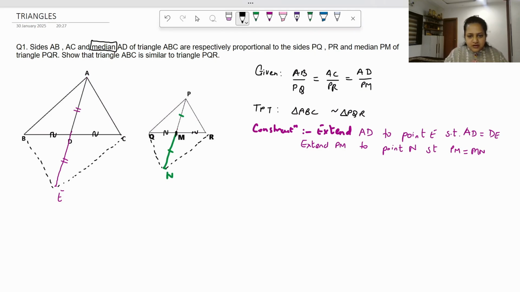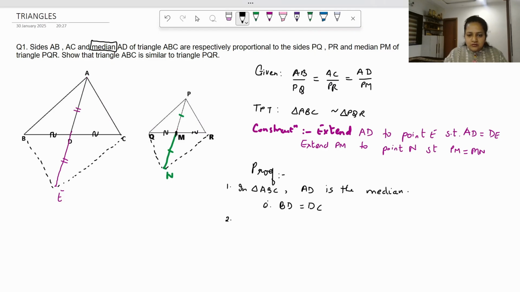Okay. So now if we look at the figure as it is given, we'll do it for triangle ABC. We'll write similarly for triangle PQR. You don't need to prove both sides. So we'll prove first for the first part. We'll write in triangle ABC. What do we know? AD is the median. If AD is the median, we know that BD is equal to DC.